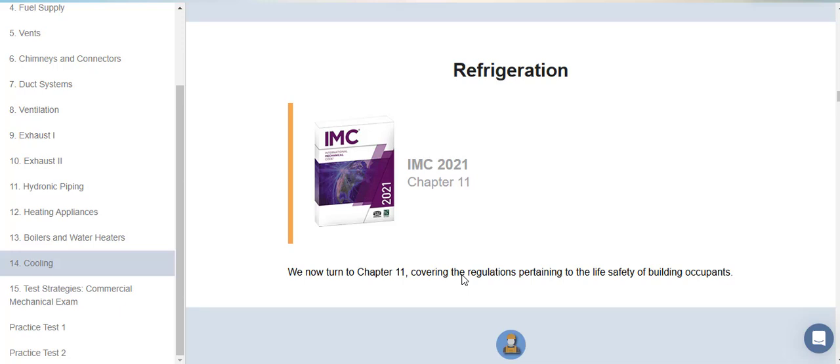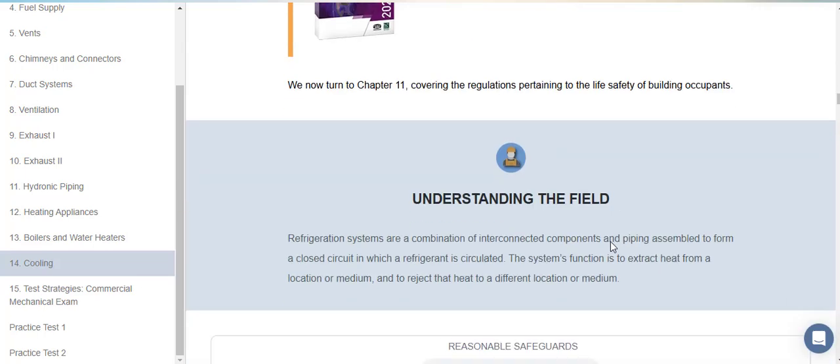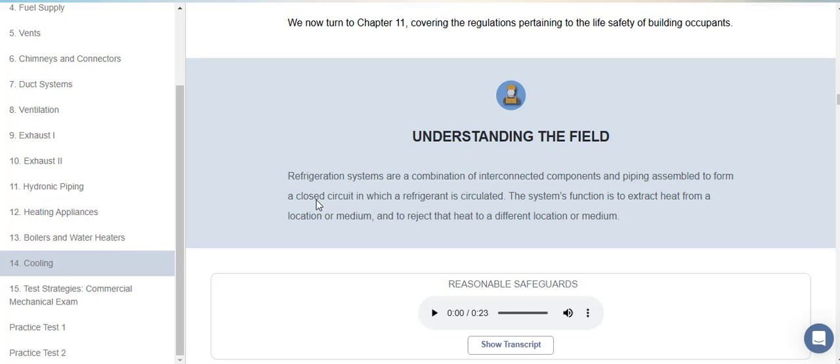Refrigeration, International Mechanical Code 2021, Chapter 11. We now turn to Chapter 11, covering the regulation pertaining to the life safety of building occupants. Understanding the field, refrigeration systems are a combination of interconnected components and piping assembled to form a closed circuit in which a refrigerant circulates.